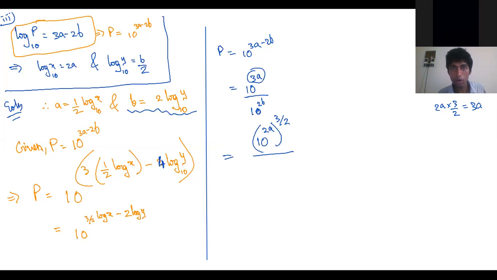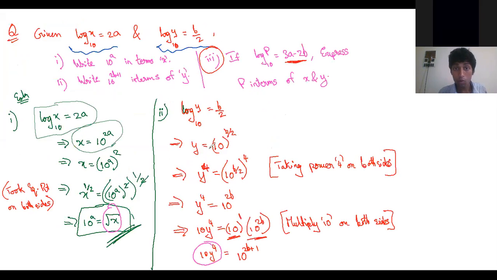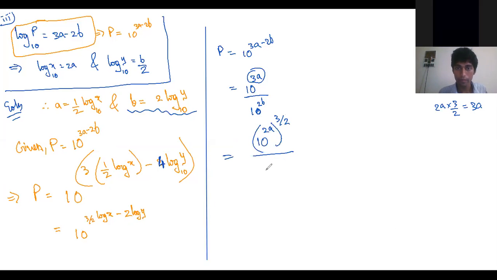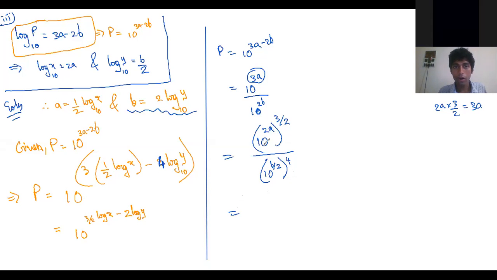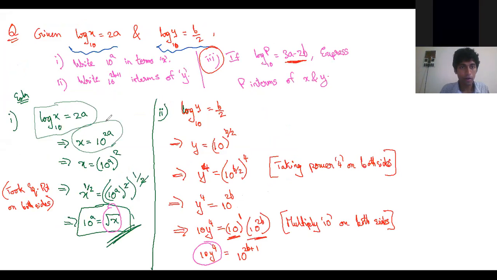Now, can you guys think what to do with 10 power 2b? We found that y is equal to 10 power b by 2. So I'll write this as 10 power b by 2 whole power 4. Is that okay? Everyone is fine with it? But from the first question, we already found that 10 power 2a is nothing but x.